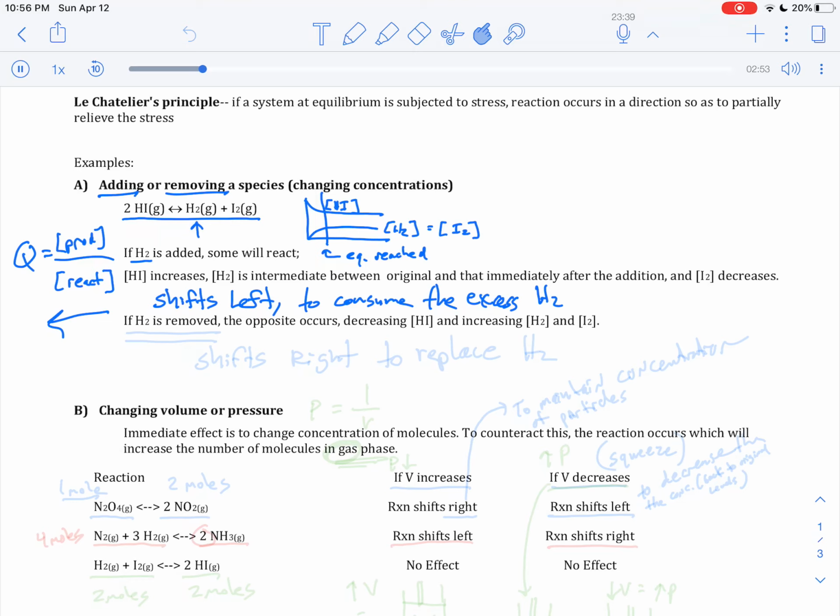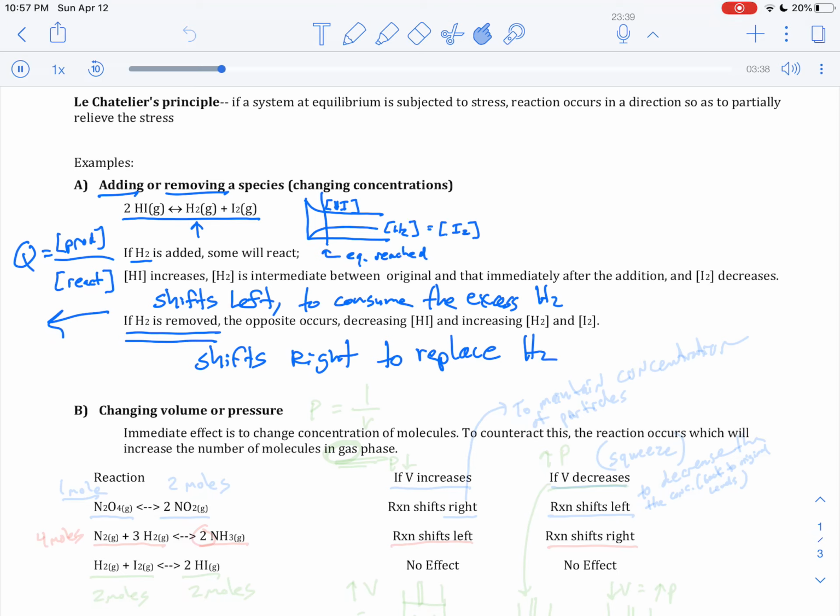In the case of removing hydrogen, now we've got too little hydrogen. Anytime something is removed, the system is going to try to replace it, so it shifts to the right to replace the hydrogen. That one's kind of easier to remember: anytime something is removed or the concentration is lowered, the equilibrium system responds in a way that replaces what was removed.